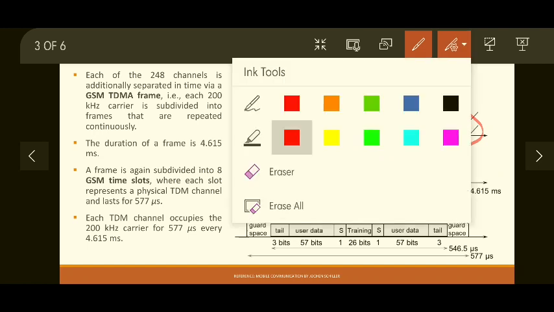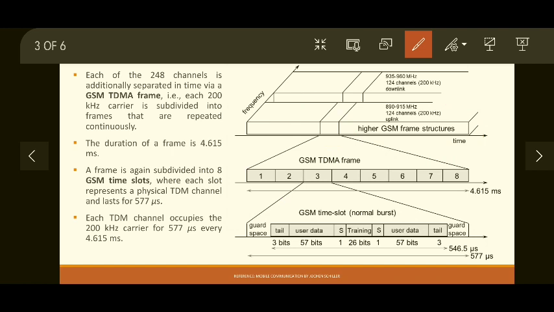So while writing your answers in exams, if there is a question like write a short note on the radio interface of GSM, you have to specify these two frequency bands. You cannot avoid mentioning them. This is most important: for downlink 935 to 960 megahertz, for uplink 890 to 915 megahertz.